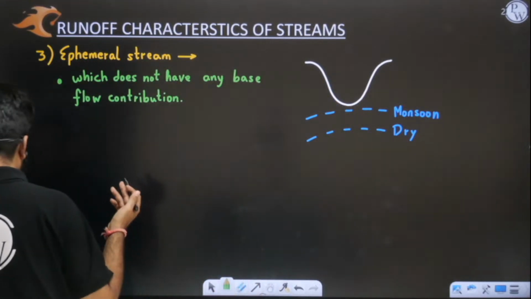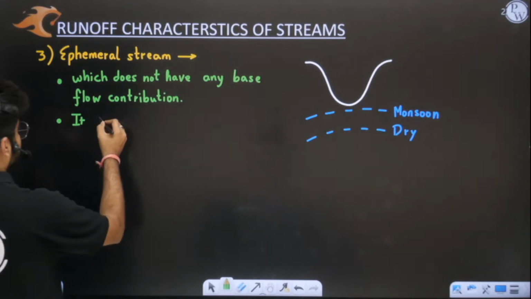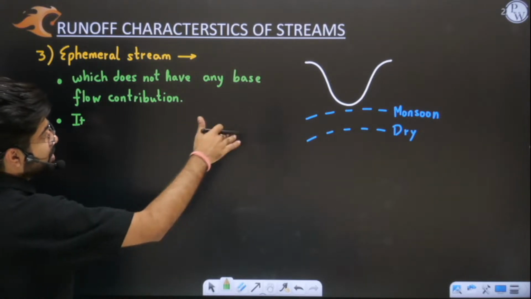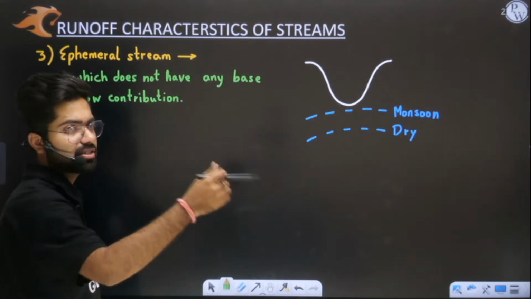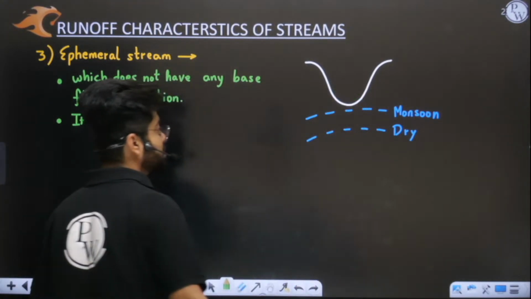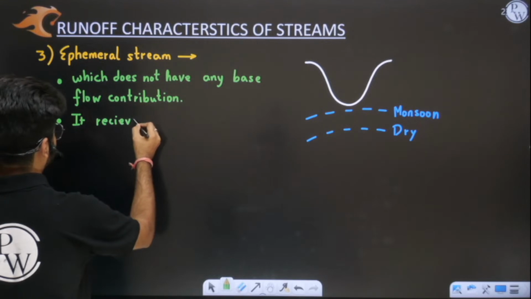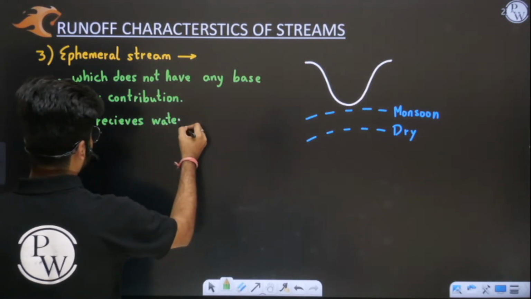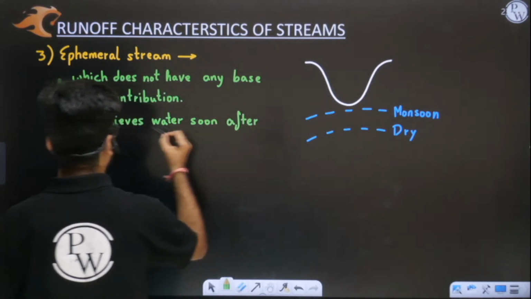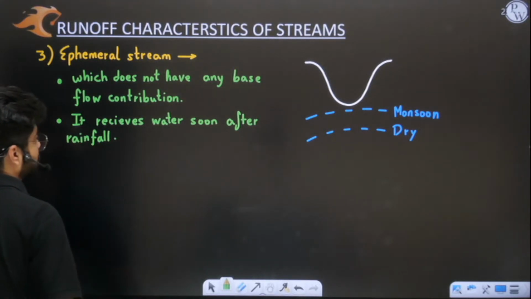But from where will it receive water? Sir, it is also known as flashy river or flashy stream. Why? Because after rainfall you will see the water is there, but as soon as rain stops, after some time this water will also stop. So I will say that it receives water soon after rainfall.